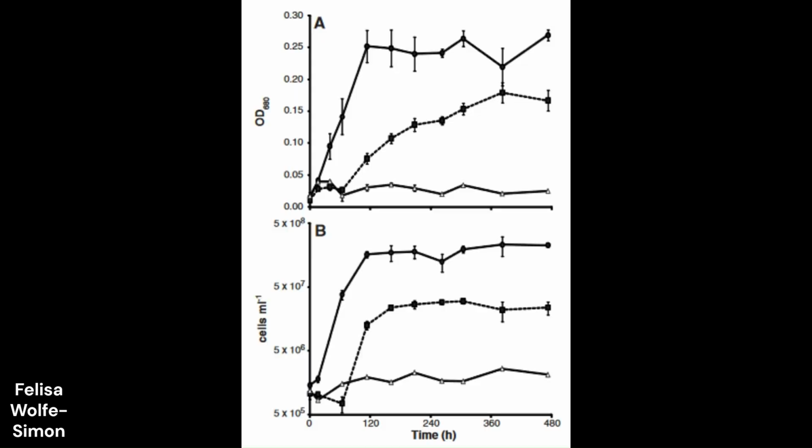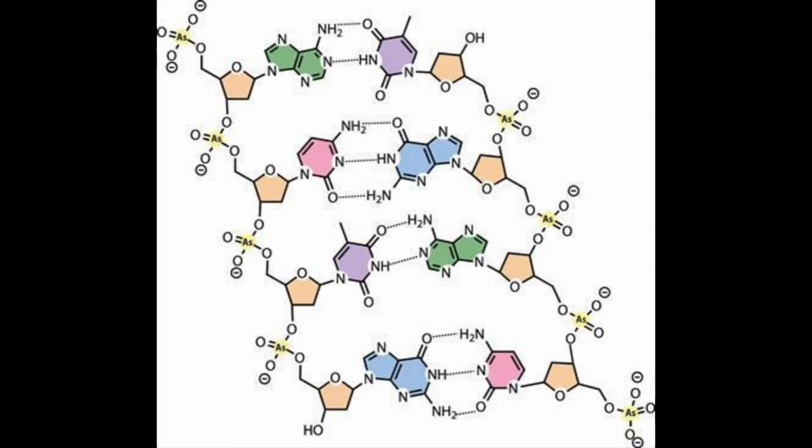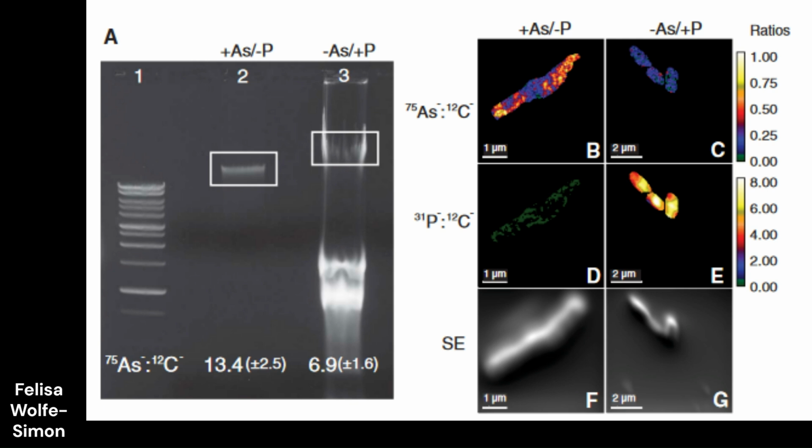In the arsenic and no phosphorus treatment, cell growth was observed for 4 divisions, while only 1 division was observed with neither arsenic nor phosphorus. This seemingly indicated that the bacteria were using arsenic to perform the roles phosphorus does in other organisms, and this was corroborated by nanoSIMS, which showed the DNA had arsenic in it.